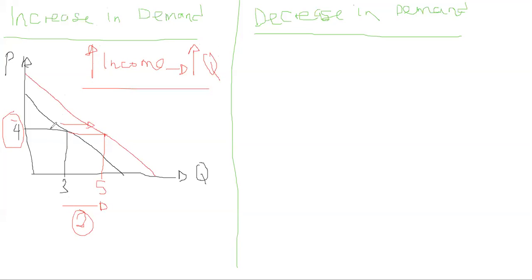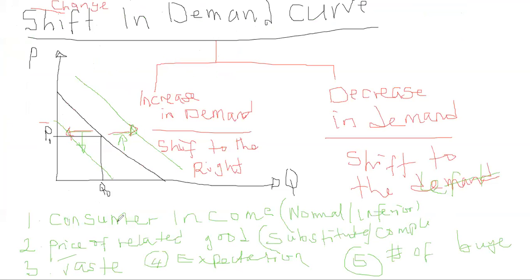You understand? So the demand curve shifts, but that increase in demand from 3 to 5 is not caused by price, but it's caused by other factors. It could be one of these factors, which we will look at, we'll look at all of them in detail later.